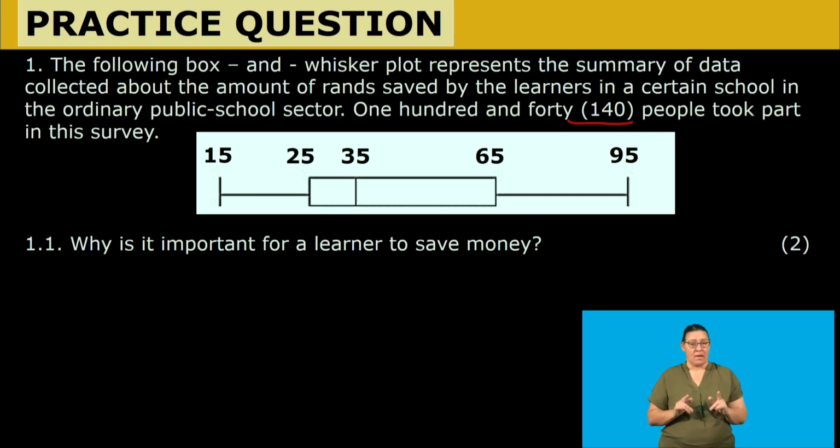When you are in the exam, before you even look at the questions, you already label your box and whisker that, okay, this is my minimum value. This is my quartile 1. This is my quartile 2. This is my quartile 3. And therefore, this is my maximum value. You haven't even answered the questions. Let us go to the questions now.